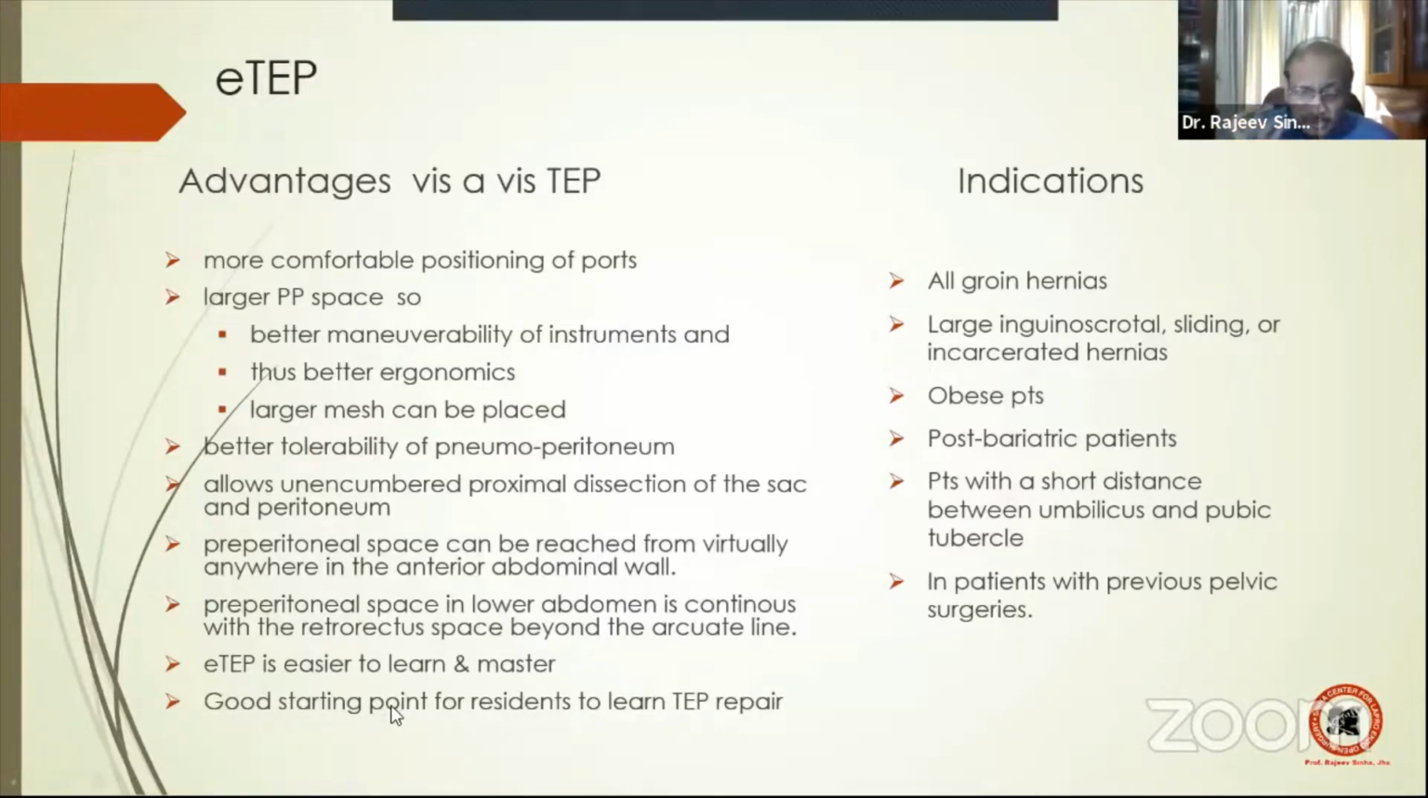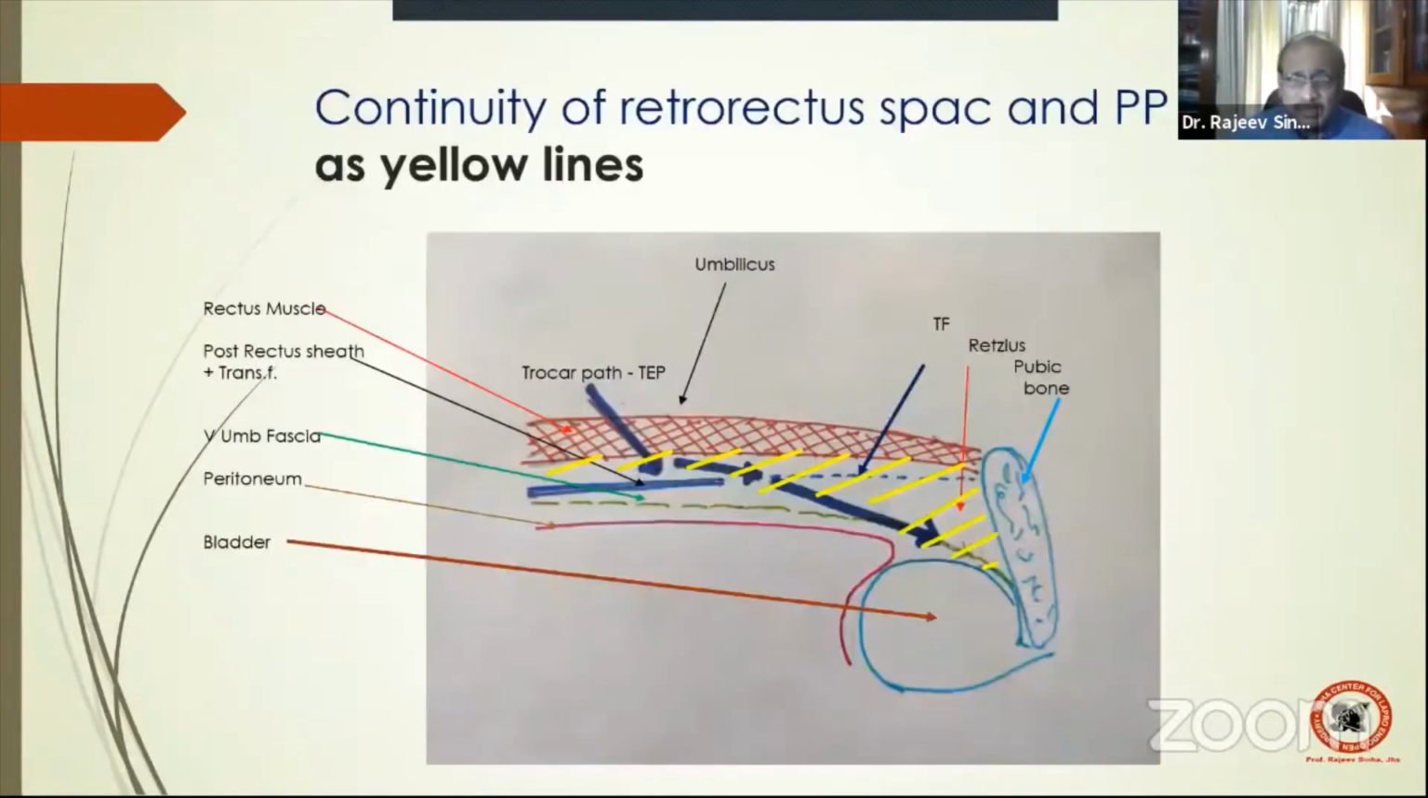And let me tell you, it should be the starting point for residents to learn the TEP repair. They should go in for an ETP repair. The indications are all groin hernias, very large inguinal scrotal, sliding or incarcerated hernias, which are contraindications for TEP. Obese patients, post-bariatric patients, very short distance between the umbilicus and pubic tubercle, again a very important relative contraindication for TEP repair, and patients with previous pelvic surgery. So in all these patients, you can go into an ETP.